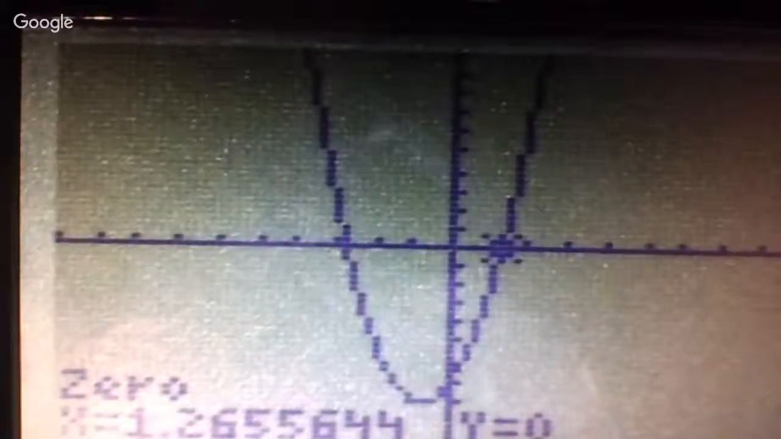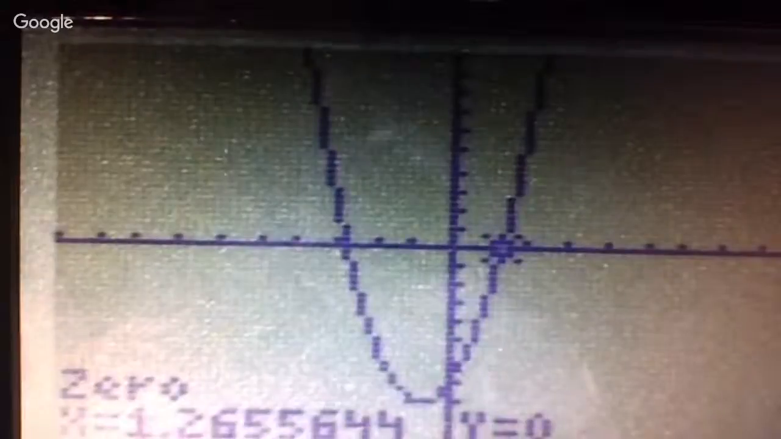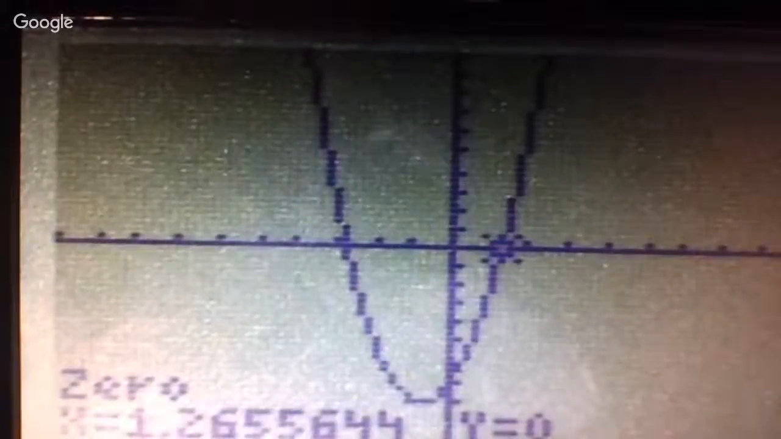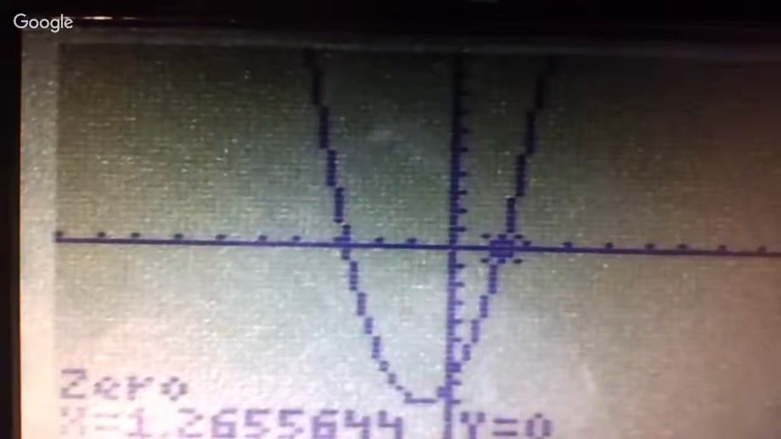1.27. It's all going to depend on how they ask you to round it. Roots will be 1.27. Negative 2.77 and 1.27.